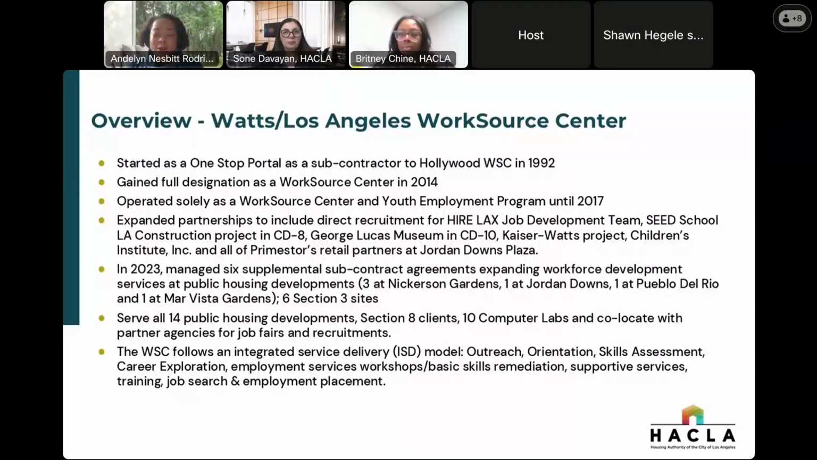So, can you explain the process? I'm hoping that was you and not Brittany. The process of how you developed and maintained the Section 3 worker database?